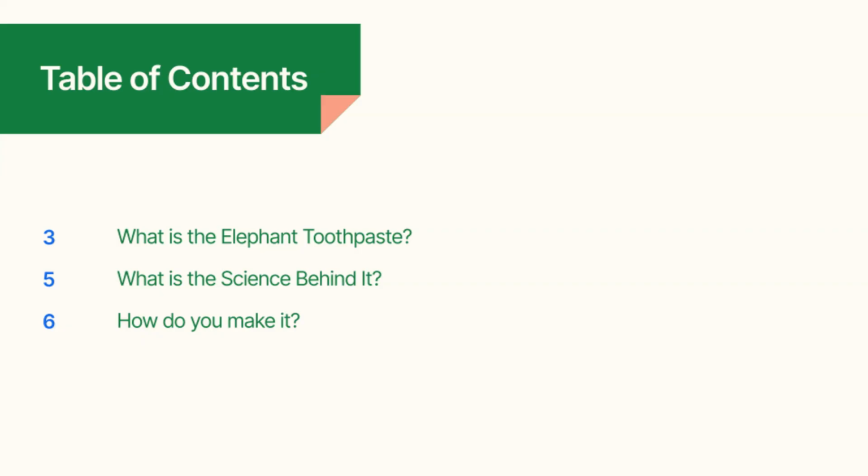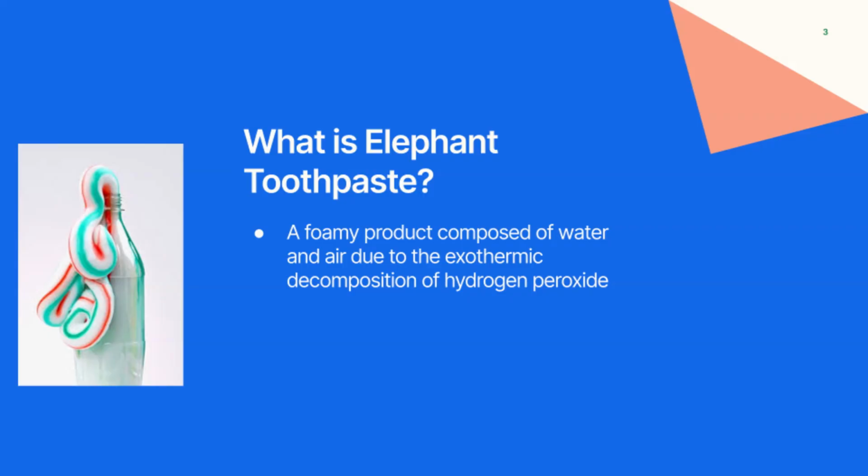Today's topic of discussion is elephant toothpaste. You may be asking yourself, what is elephant toothpaste? Well, elephant toothpaste, despite its name, has nothing necessarily to do with elephants or toothpaste, but given its size and its texture, it is often compared. It is actually a foamy product that's the result of water and oxygen products due to an exothermic decomposition of hydrogen peroxide.